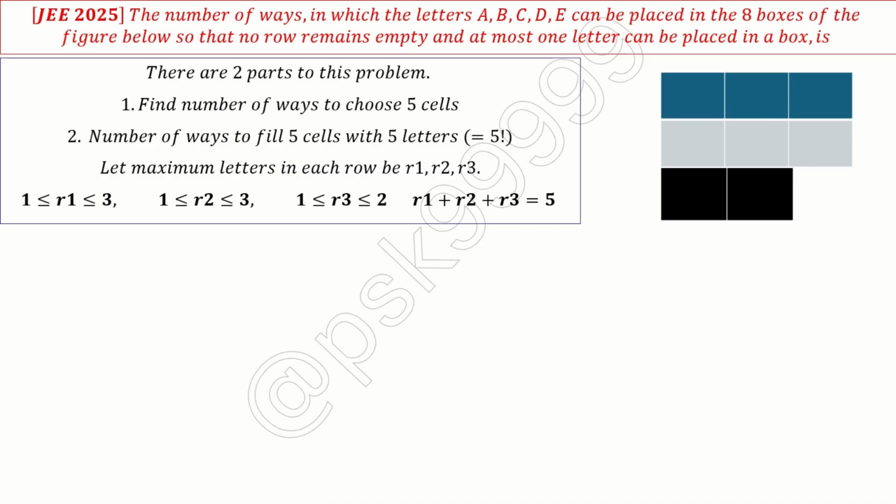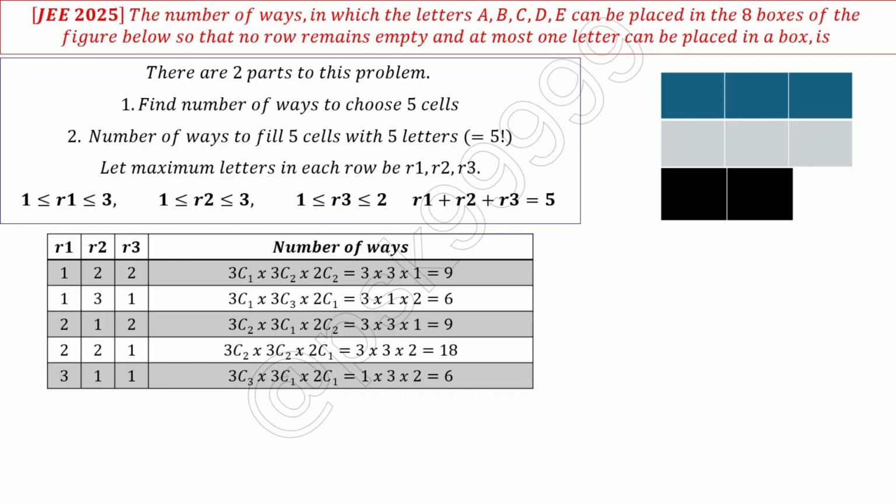This is what we have to satisfy. We can simply draw a simple table and then find out, because it's not a very big number of rows and columns, not too big actually. It's very simple. Okay, so I can take one box from R1, 2 from R2, 2 from R3. In that case, it will become 3C1 and 3C2 into 2C2, which is 9.